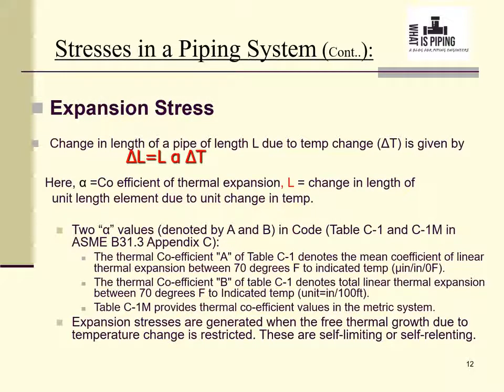The coefficient A denotes the mean coefficient of linear thermal expansion between 70 degrees Fahrenheit and the indicated temperature. Its unit is microinch per inch per degree Fahrenheit. Whereas the coefficient B denotes the total linear thermal expansion between 70 degrees Fahrenheit and the indicated temperature. So for a specific temperature, using the value B, we can get the direct thermal growth from installation temperature.